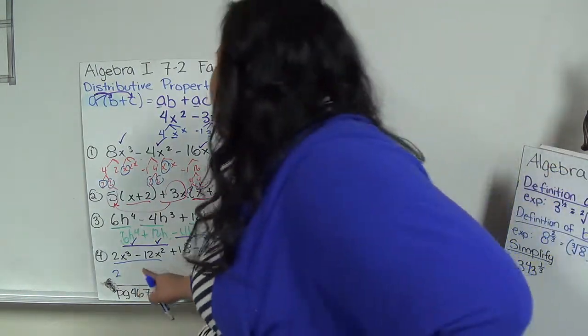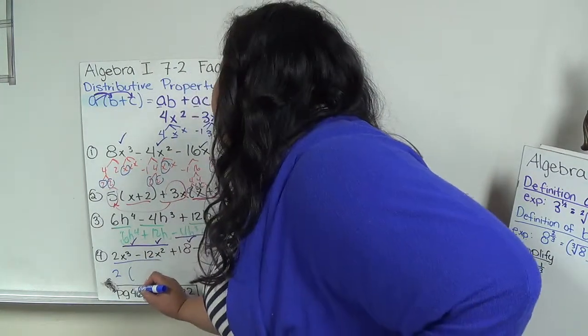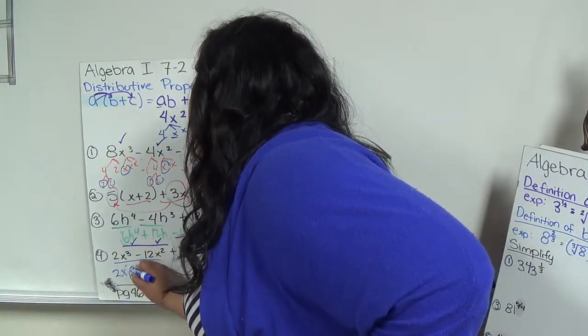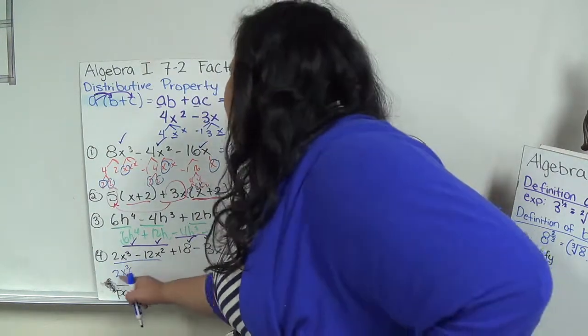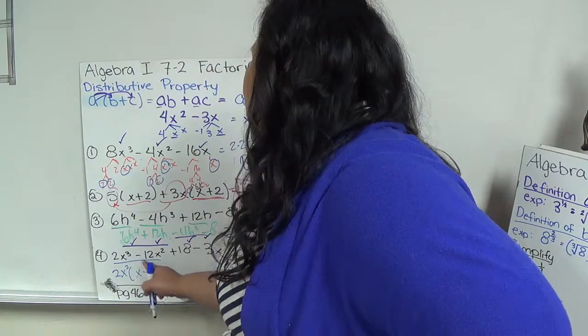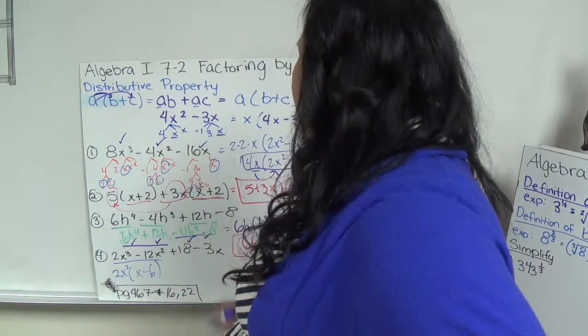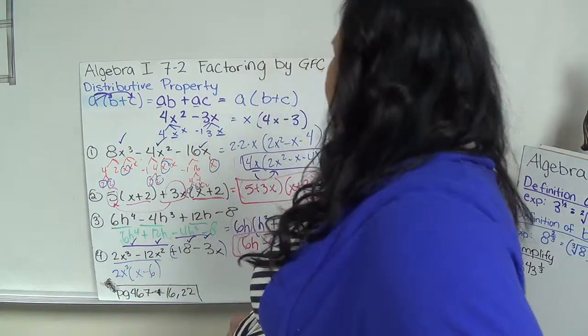So I have 2x to the third. I can take out a 2, which leaves me with just the 1, and then they both have an x squared that I can take. If I take out a 2x squared from this, I end up with just x, and then negative 2 gives me 6.